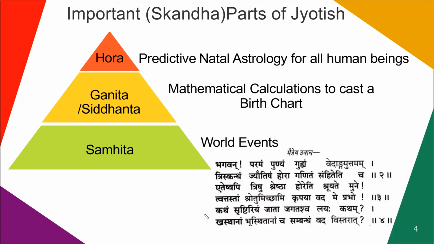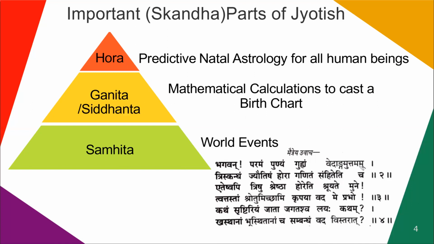So Maitreya starts his conversation by asking these questions. He was very interested to know how this universe was created, and how will this universe end? Laya means how will it end? He also mentioned that Guru, I know Jyotish is the supreme of Vedas, Vedangamuttamam.